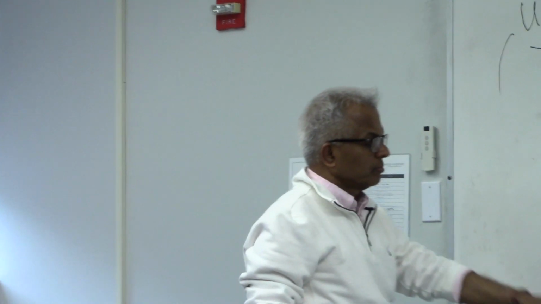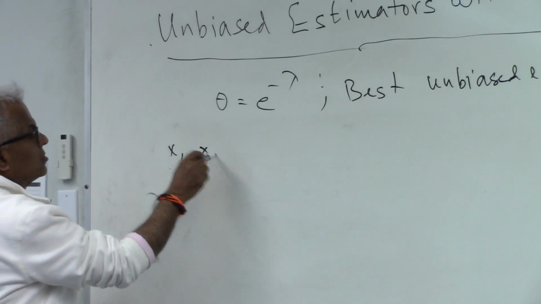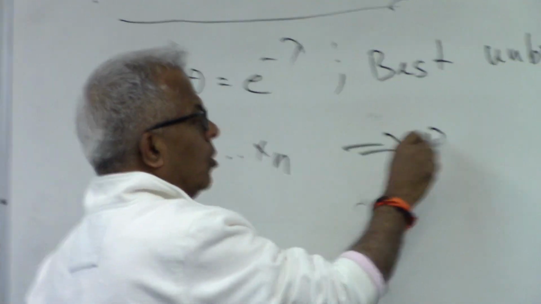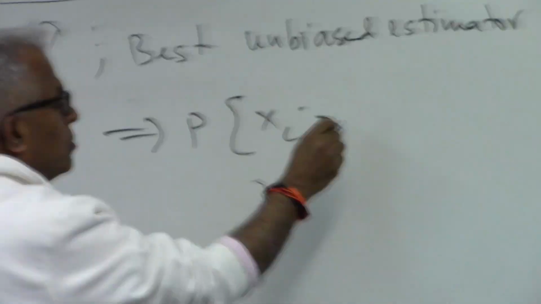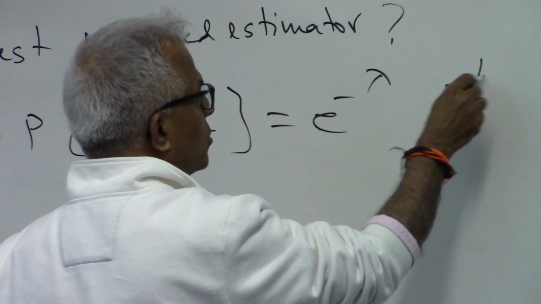So anybody has any ideas? Remember, the random variables are x1, x2, etc., xn. Probability of any one of them equal to k is e raised to minus lambda, lambda to the power k.